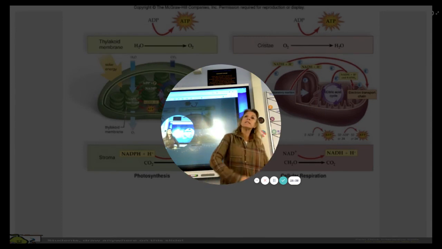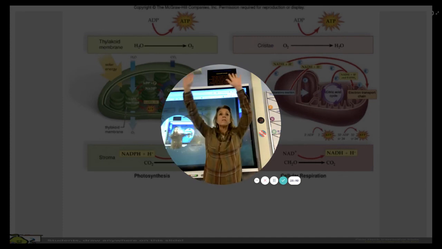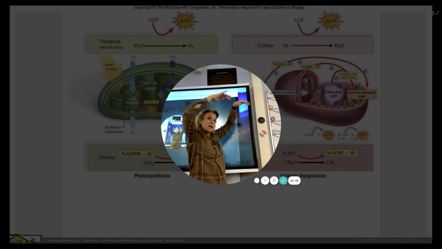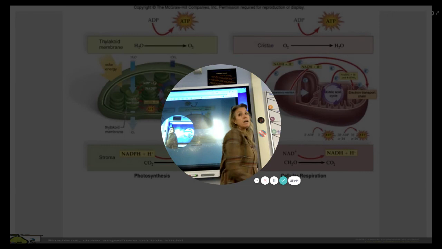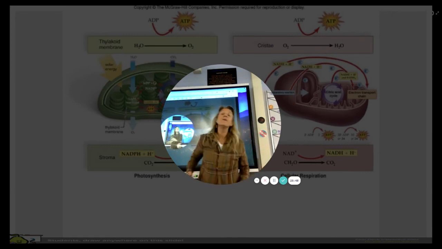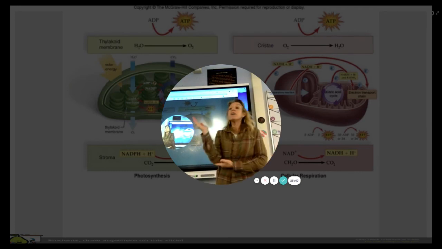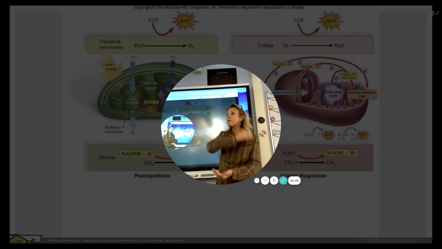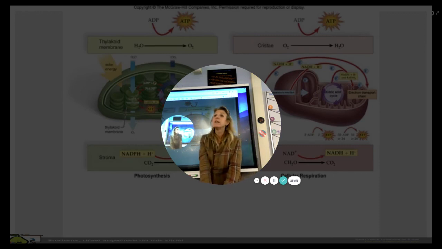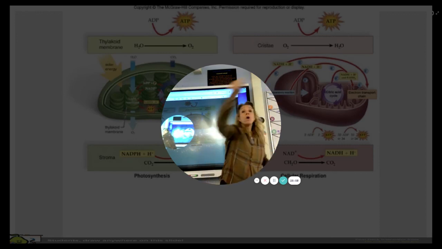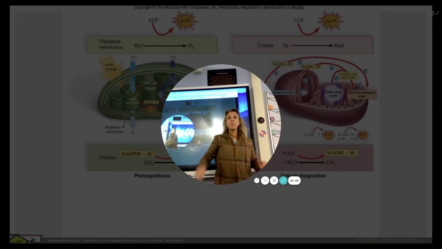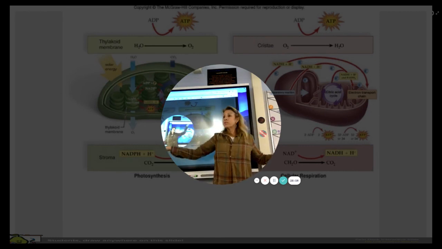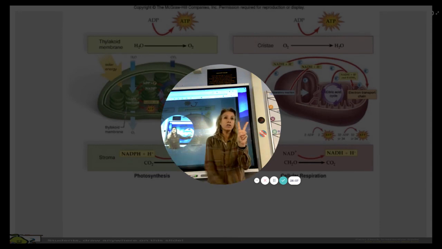Gather all your reduced NADs and FADs and take them to the top of the ETC. Reductase, reductase, cytochrome, oxidase, and you make some ATP. A lot of it. Who catches it at the bottom? Forming water. Water, water, water. What are we going to do? Break it in half. What do we get? Oxygen and electrons.